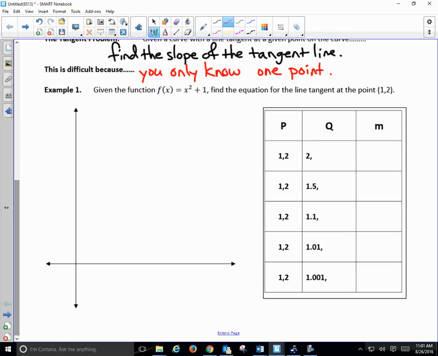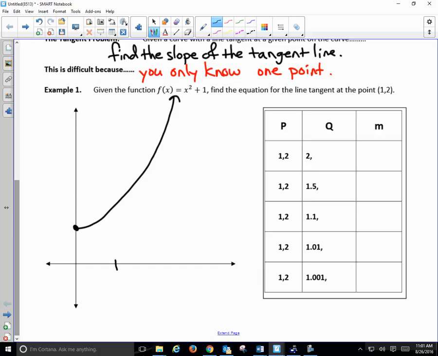So we look at the function x squared plus 1. What does that look like? It's a parabola shifted up 1 unit, okay? Is the point (1, 2) a point on that function? Is (1, 2) a point on that function? How do you know? Because when you plug in 1, you get 2. Okay, good.